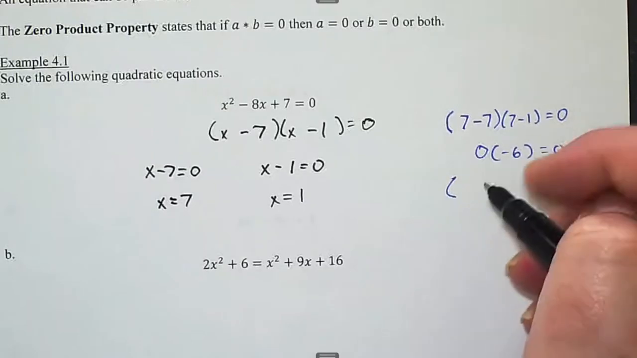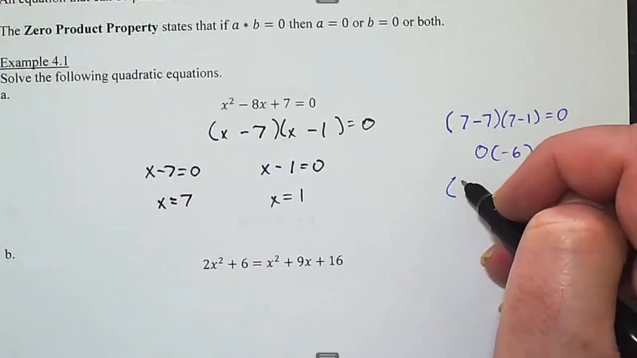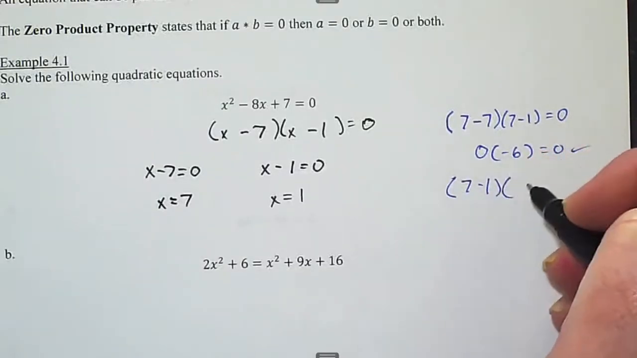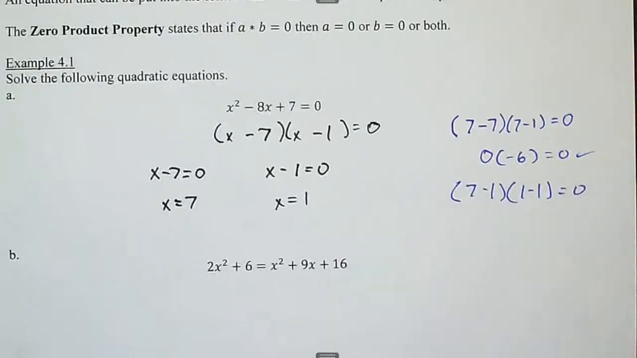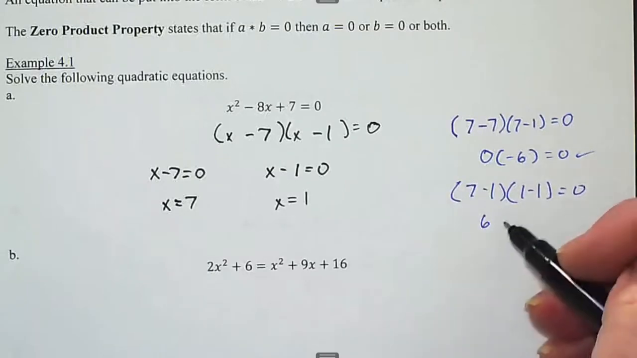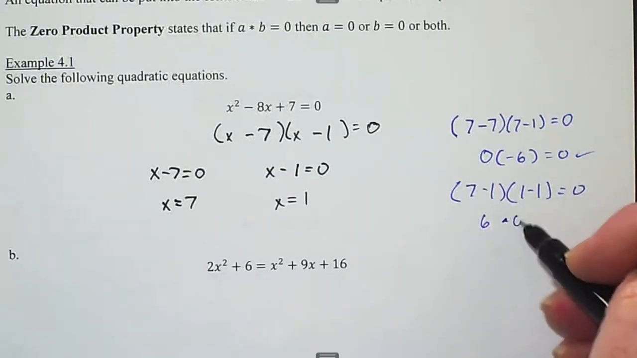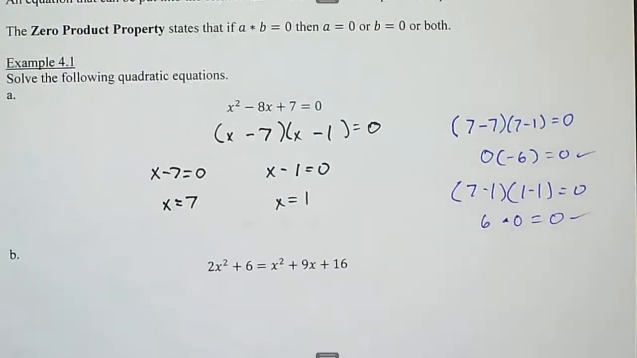Let's try the other one. 7 minus 1 and 1 minus 1. Again, I don't care what 7 minus 1 is. It's 6 in this case, but it doesn't matter because 1 minus 1 is 0, and anything times 0 is 0. So it's real easy to check my work. Now, if I go back to the original one, it'd probably be a little more complicated.